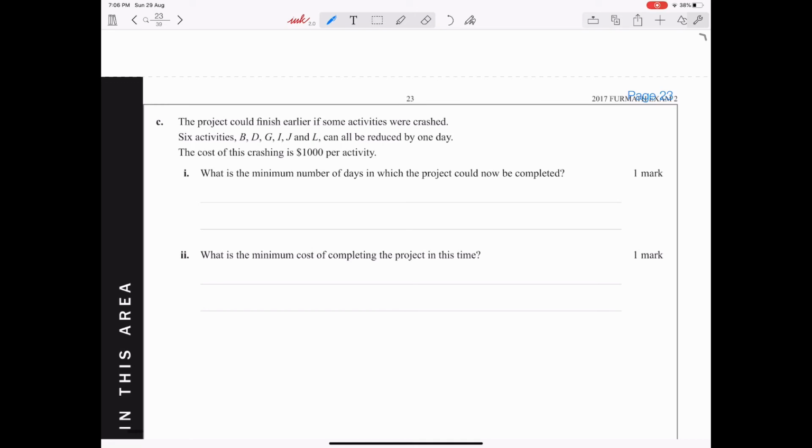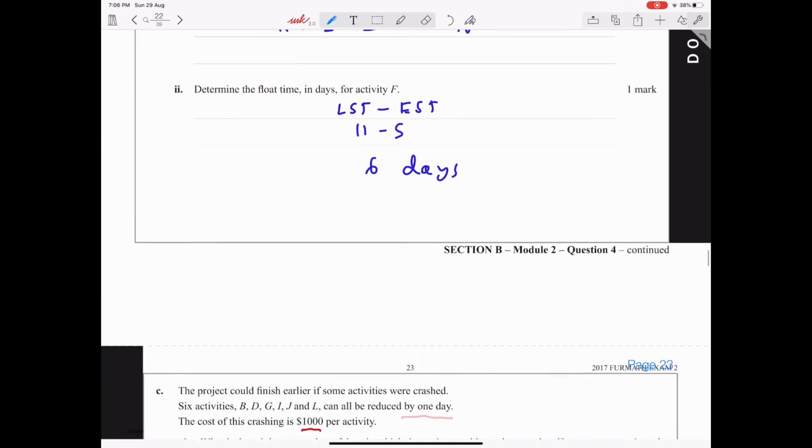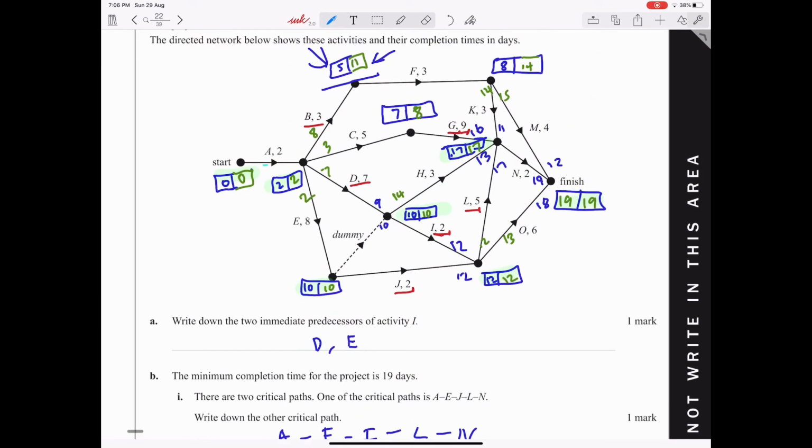For C, the project could finish earlier if some activities were crashed. 6 activities B, D, G, I, J, and L can all be reduced by 1 day. The cost of crashing is $1,000 per activity. What is the minimum number of days in which the project could now be completed? You should note that they all cost the same to crash and they could all be reduced by only 1 day. So up here I've highlighted B, D, J, I, L, and G. These are the activities that can be crashed.